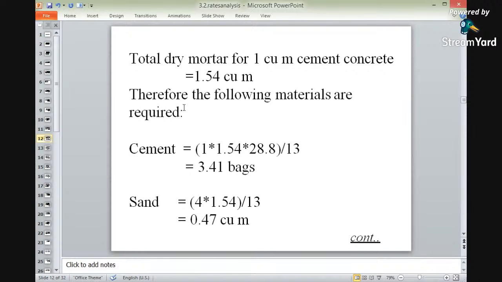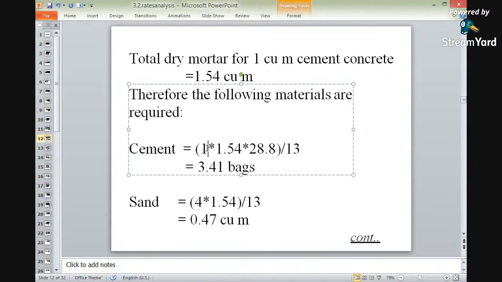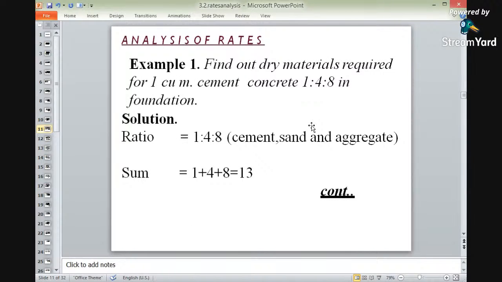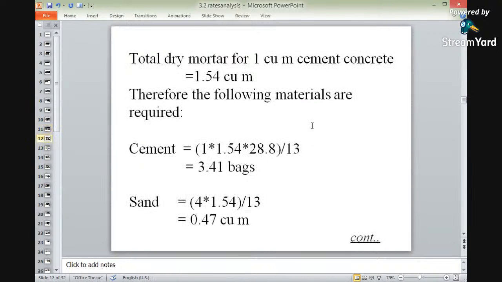Again, by these ratios, how much quantity of this 1.54 total quantity is there? How much is the ratio for cement? Cement here has been taken as 1, and the total comes to be 1.54. The volume has been calculated as 1.54, and 28.8 divided by 13. This 13 is the total sum of the ratio, so it is divided by 13. So how many bags of cement have been calculated? Here it has been calculated as 3.41 bags.